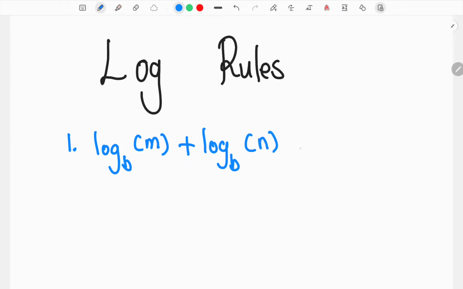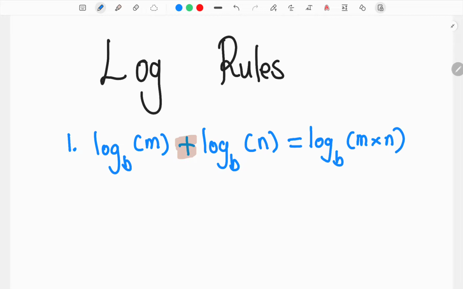right? Because the bases are the same and you have a plus sign here, you multiply the insides. So you now have log base b, and the inside is m multiplied by n. So you multiply the insides in this case.